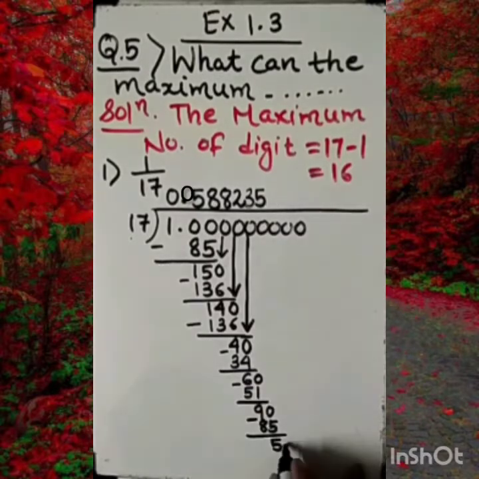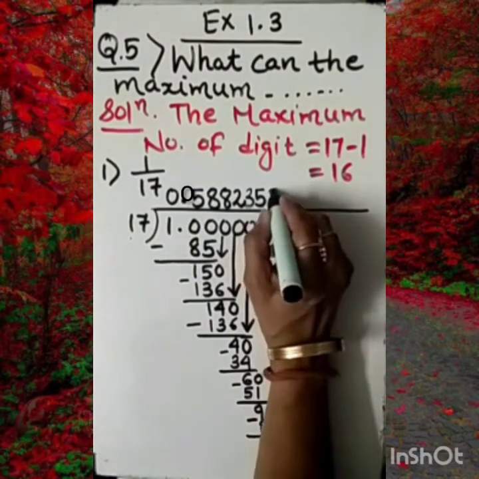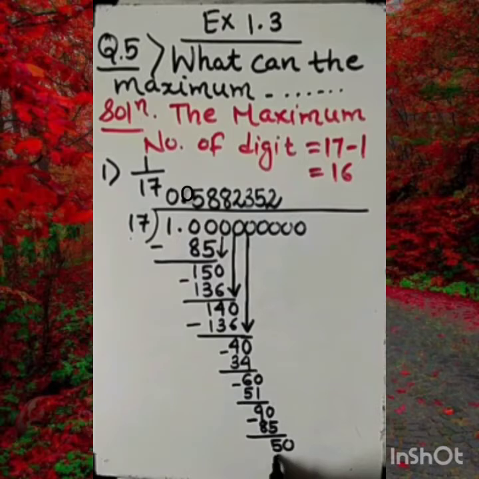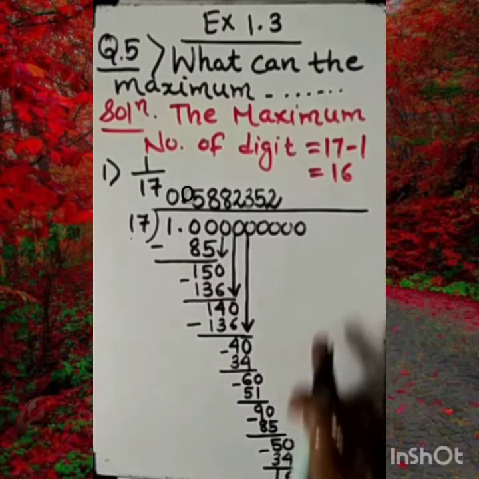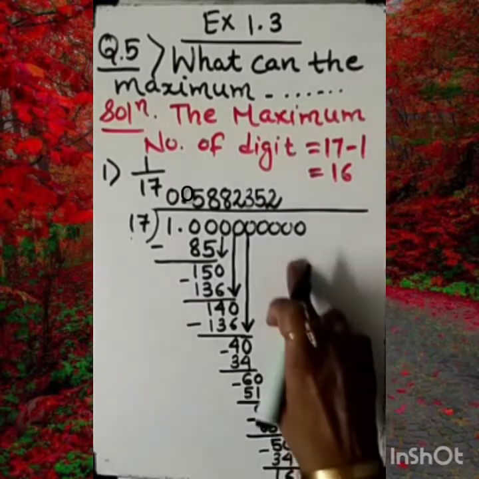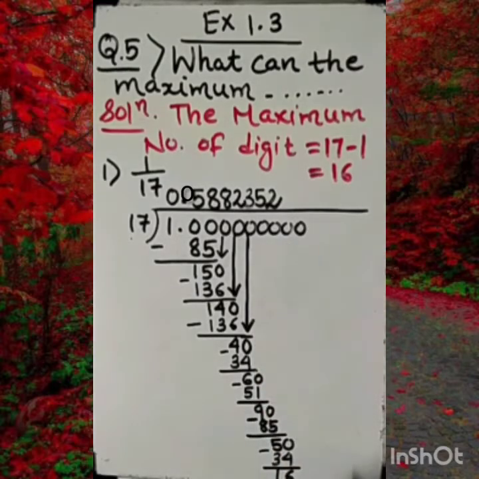One more 0 I am bringing down, 50. We know that 17 3s are 51, but it is bigger than 50. So we need to work out with 2. 17 2s are 34. And 50 minus 34 gives the result 16. Now I am continuing here. 16 is the remainder.